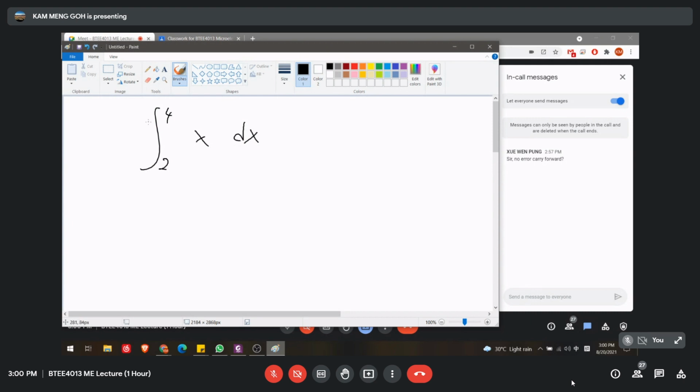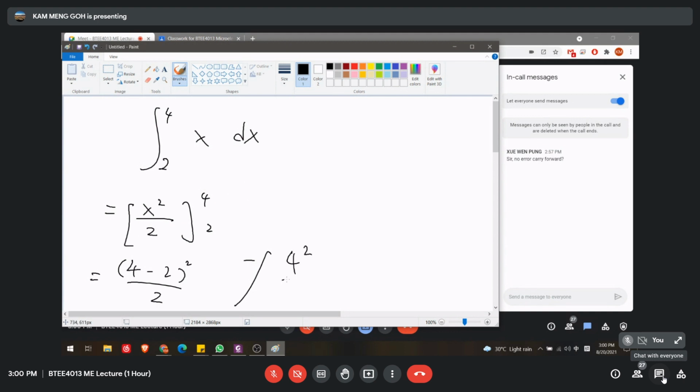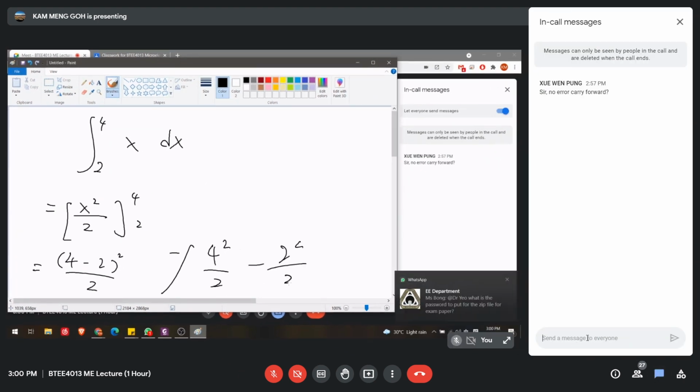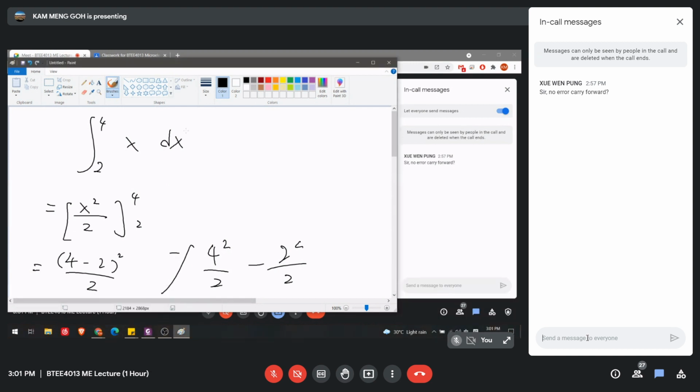Before we start, let me ask you one question first. Let's say we are doing this integration. How are we going to solve this? This one is 4 minus 2 squared divided by 2, or 4 squared divided by 2 minus 2 squared divided by 2. Let me turn off my WhatsApp first. So this is A, this is B. Which one is the correct one?